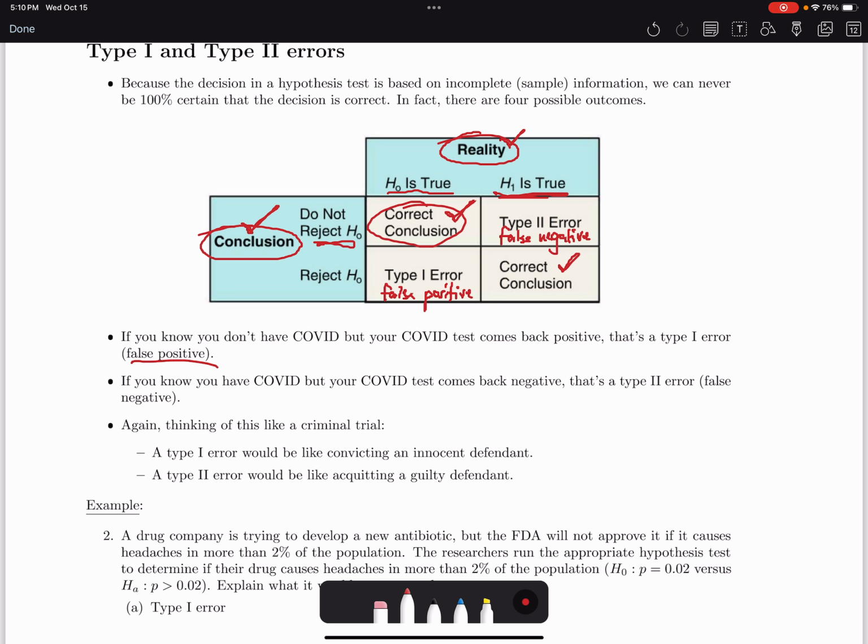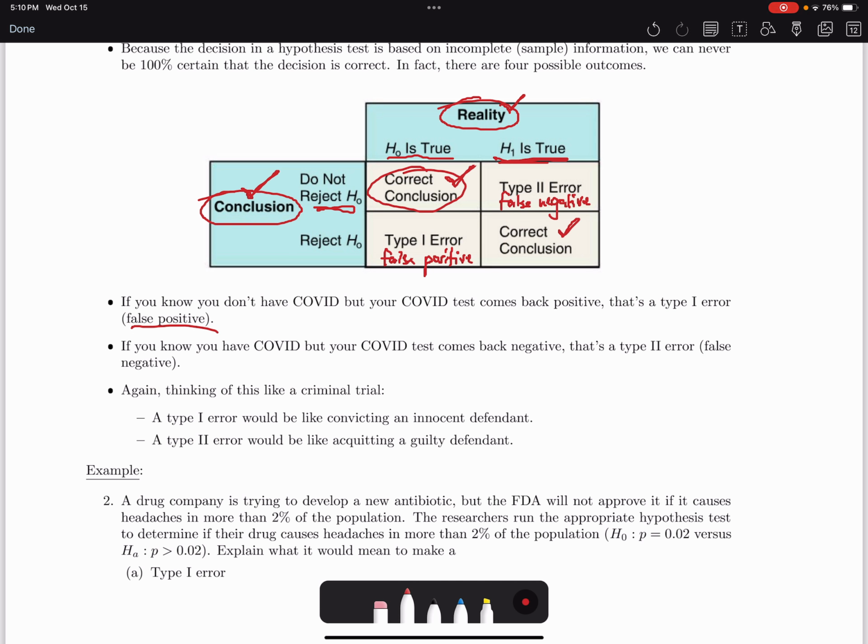In other words, it would be like letting someone go free when they're guilty. These things happen, right, in criminal trials. And that's because we never fully know what the reality is. We just base our conclusions on as good of evidence as we can get and go from there. But it is possible that sometimes you're convicting an innocent defendant, right?